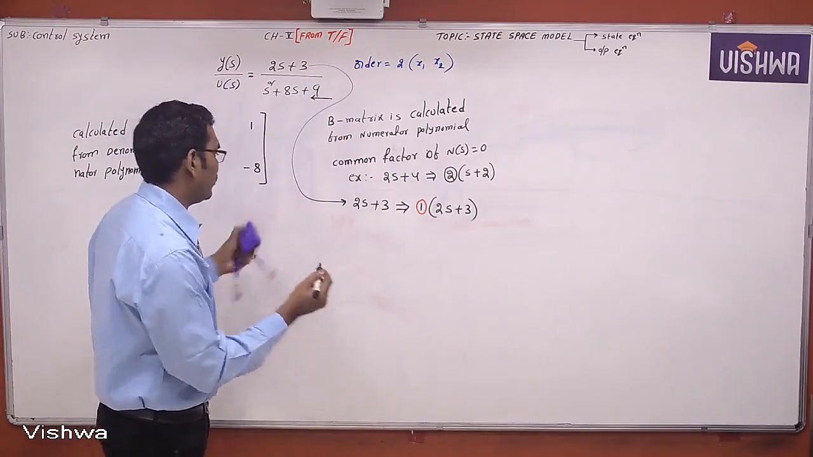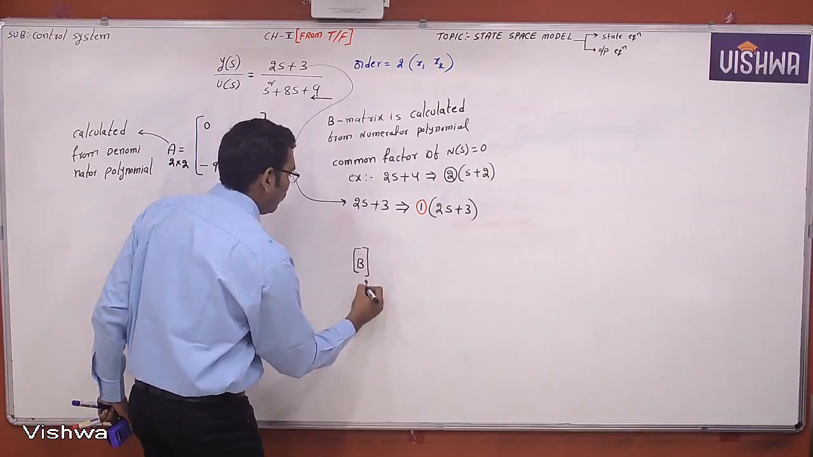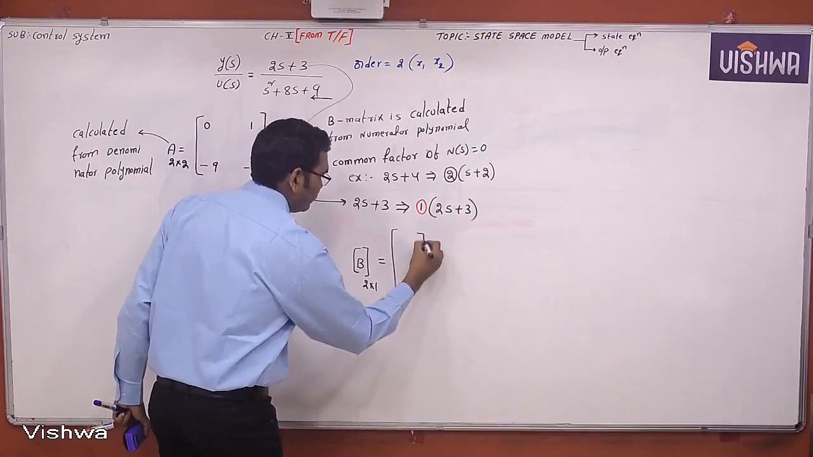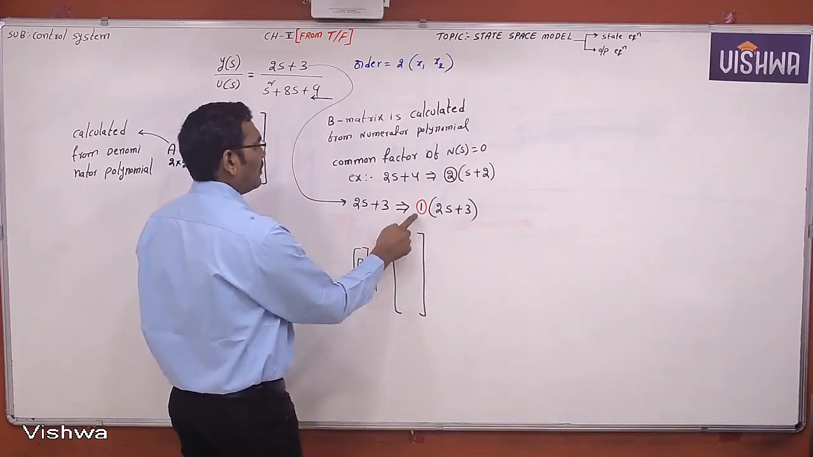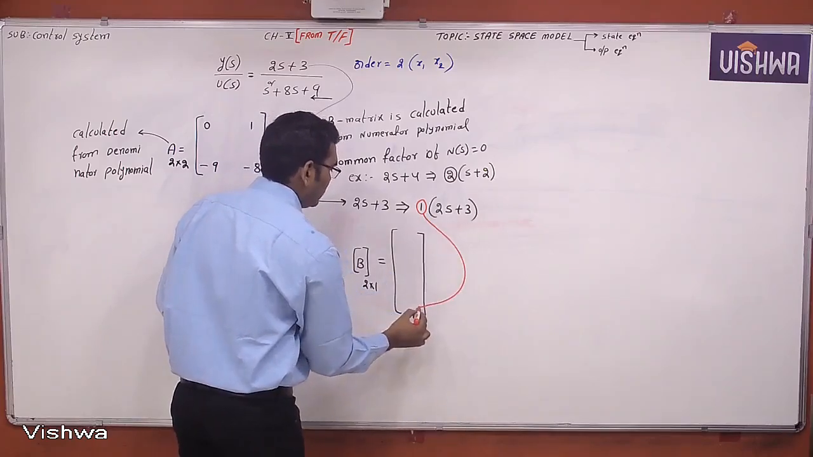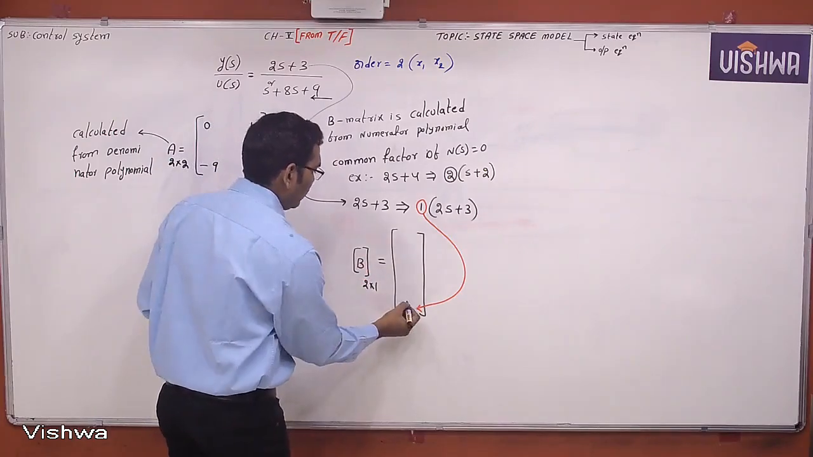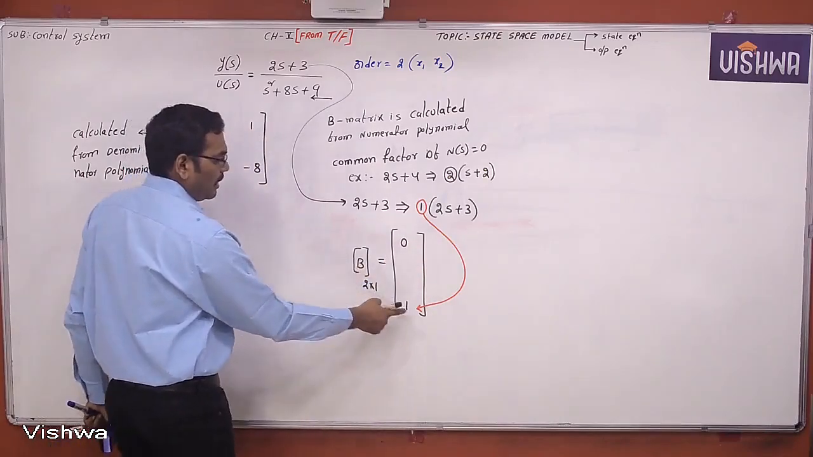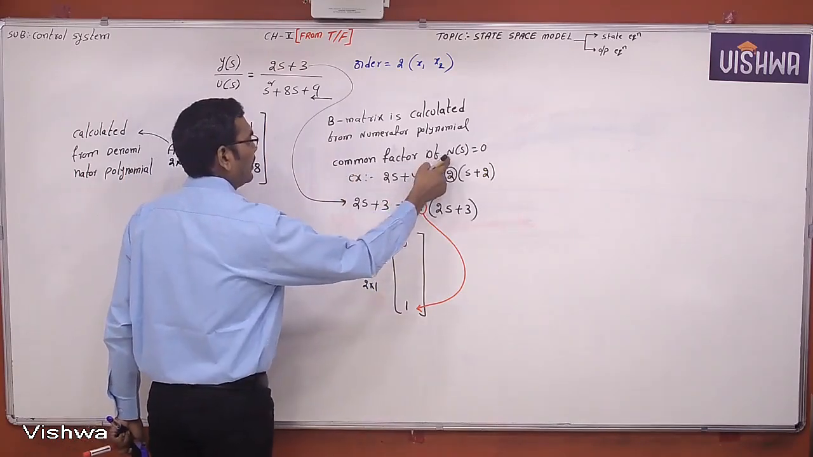Then what is the B matrix? First you tell me. The B matrix order is already fixed. Now this is 2 by 1 because A is 2 by 2. Now this is the last element. The last element is the common factor in the numerator polynomial, which is nothing but 1. Remaining all are zeros. So the B matrix last element is 1. The 1 is nothing but the common factor of the numerator polynomial.